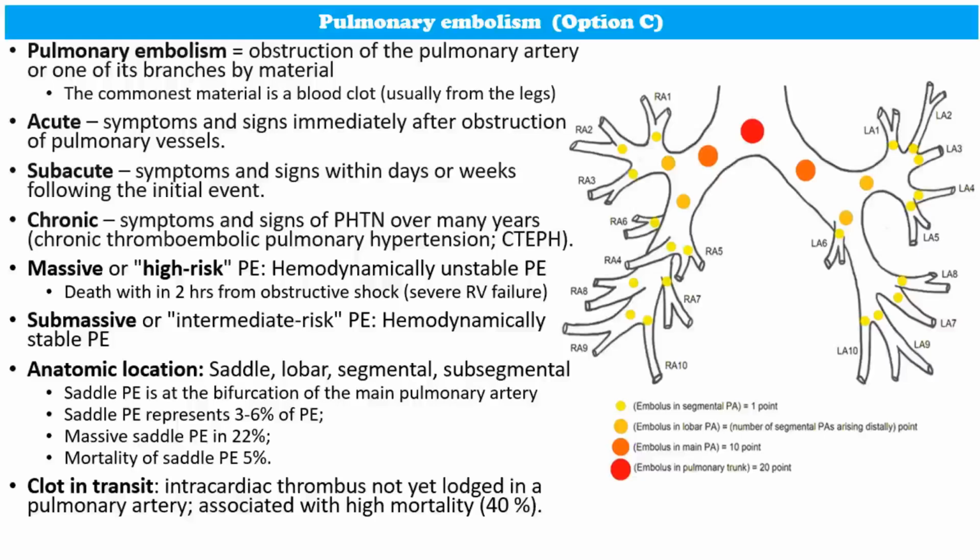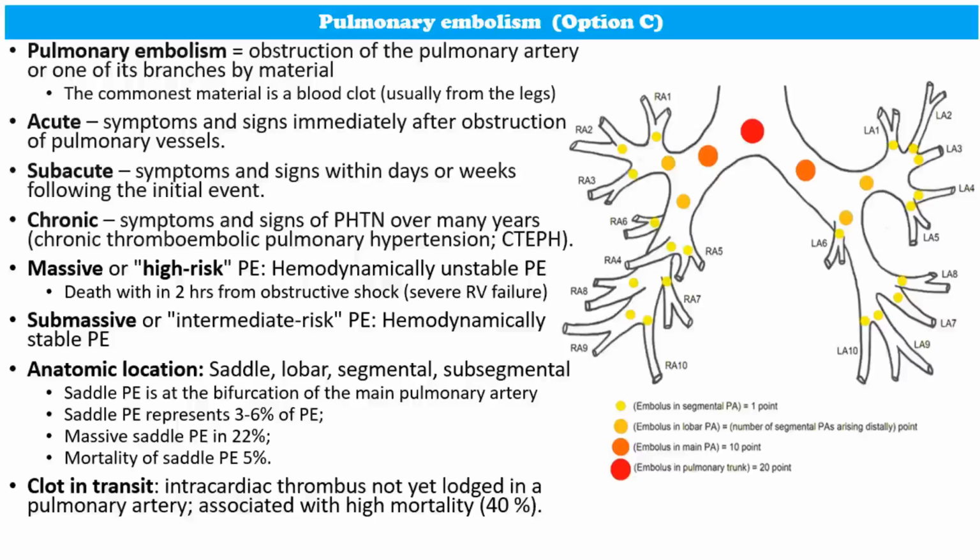Deep vein thrombosis travels to the lungs and obstructs the pulmonary arteries. This blockage can severely affect the lungs' ability to provide oxygen to the blood, leading to symptoms such as shortness of breath, chest pain, and in severe cases, sudden death. Let's see some terminologies associated with PE.